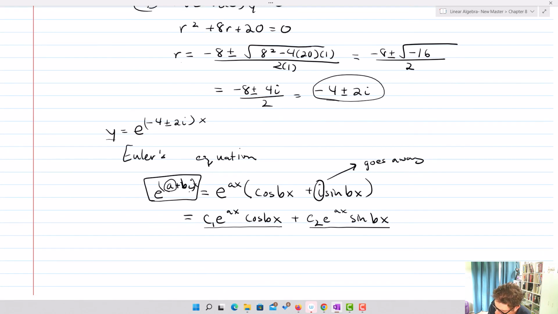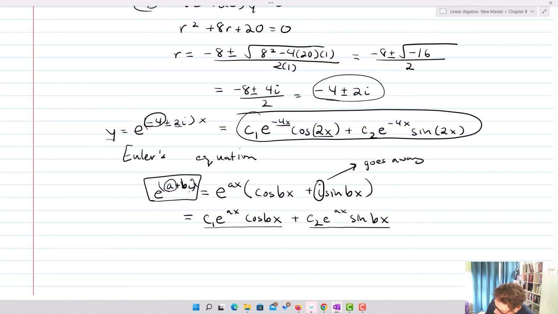Now let's go over here to my equation, the one I was using before. This is going to end up being c1 e to the negative 4x cosine 2x plus c2 e to the negative 4x sine 2x. All we need to do is this: the real part becomes the power for e, and the imaginary part becomes the coefficient in front of the x inside the argument for cosine and sine. And those are our solutions, and so that's the solution to our differential equation.